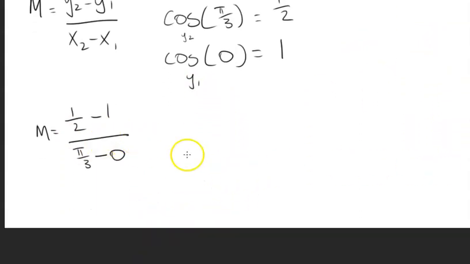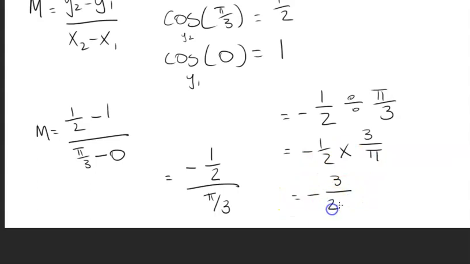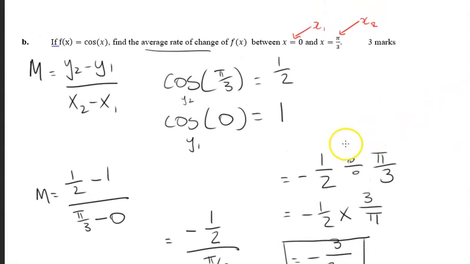So this right here, half take away 1 is equal to minus half over pi on 3, minus 0 is just pi over 3. So now we have a division of two fractions. So remember, we can write this as minus half divided by pi on 3. Let's just modify it in a way so we can do our keep, change, flip. Keep the first fraction, change this to a times, and then flip the second fraction like so. So our full solution is minus 3 on 2 pi. And that right there is your average rate of change from these two x values, 0 and pi on 3.